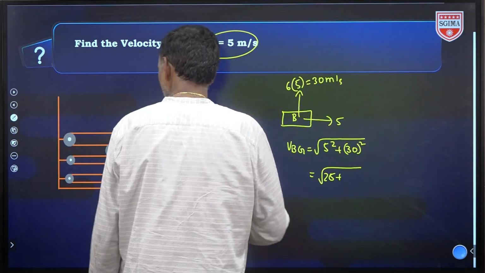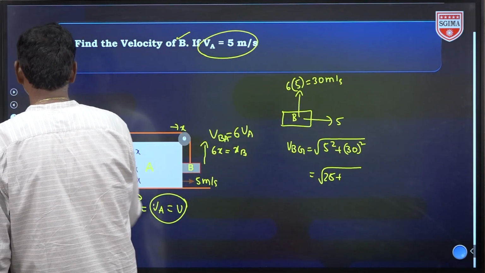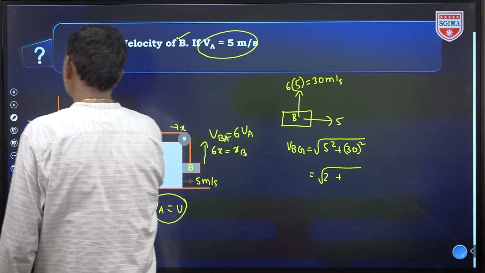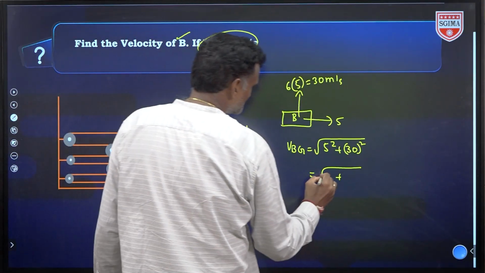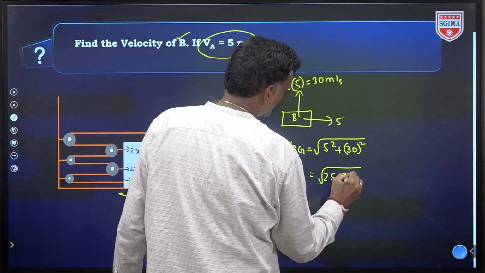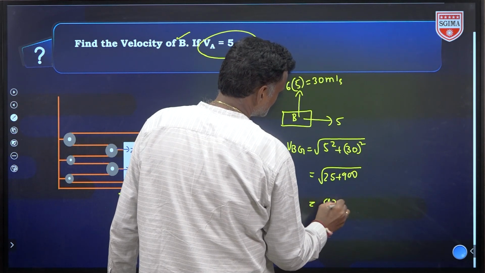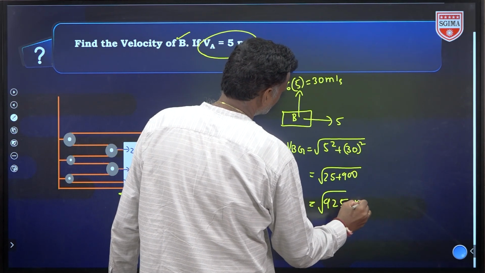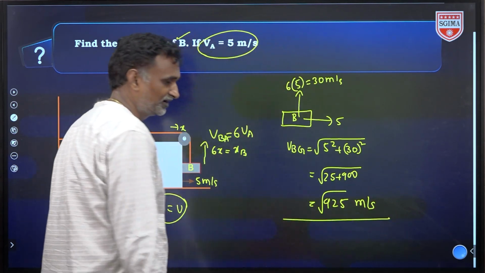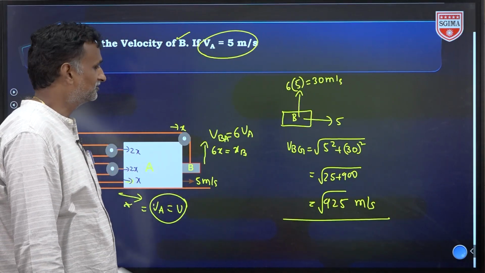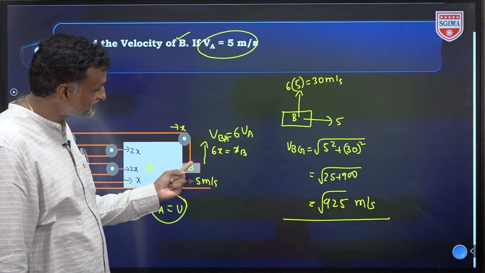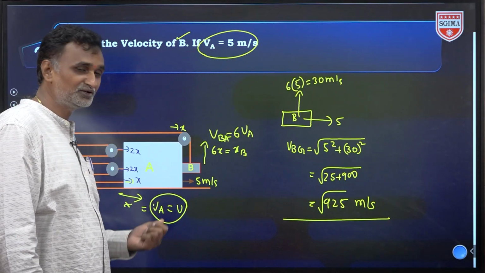25 plus 30 square, here 900, which is root 925 meter per second will come. Okay na? So this is the way we can solve the velocity of B block with respect to ground.